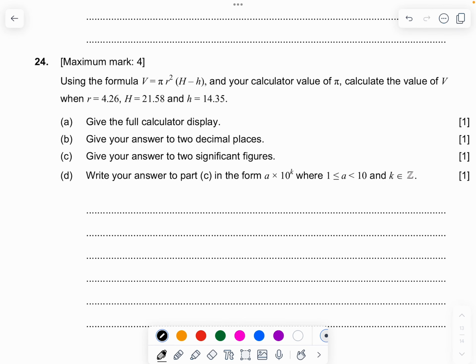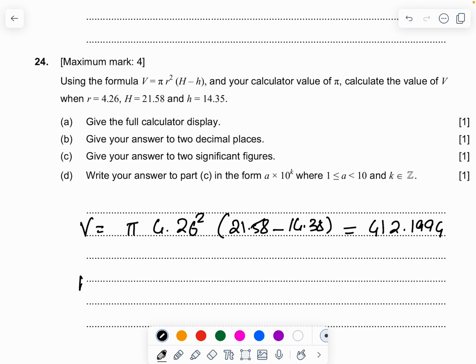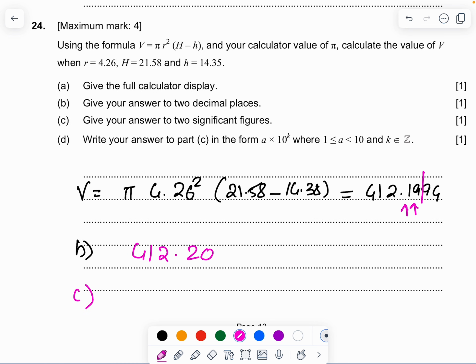Question number 24. Give the full calculator display. So pi times 4.26 square times 21.58 minus 14.35. Simplify that, 412.1994. Part B, 2 decimal places. This is the first decimal place, this is the second decimal place. So 412, draw the line, 412.20. Then part C, give your answer to 2 significant figures. First significant figure, second significant figure, draw the line, it is less than 5, so 410. Give your answer in standard form, 4.10 times 10 power 2.